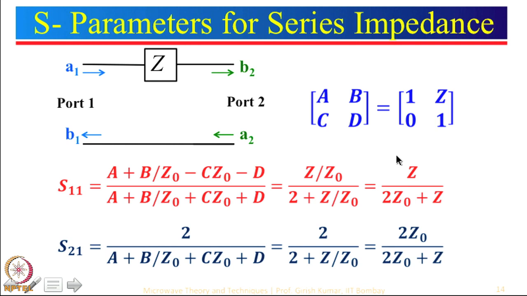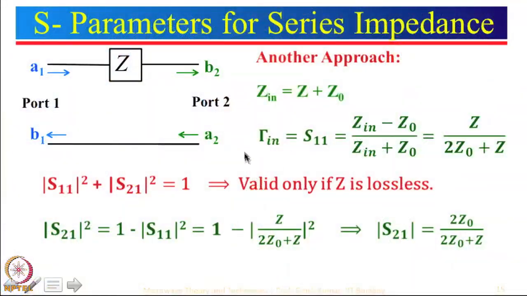Now, this is a problem which we solved using ABCD parameter. In fact, this was very simple. This simple problem can also be solved directly. So, let us look at the direct solution, which is another approach. So, let us say the reflection coefficient is nothing but equal to S11. So, we can find reflection coefficient equal to S11 by this particular expression.